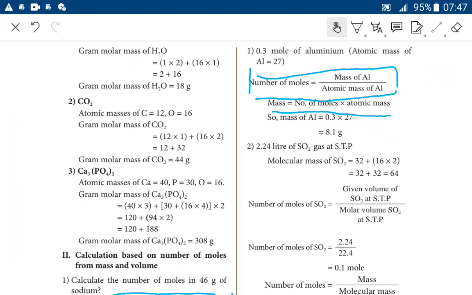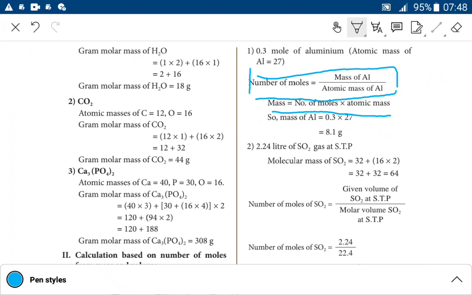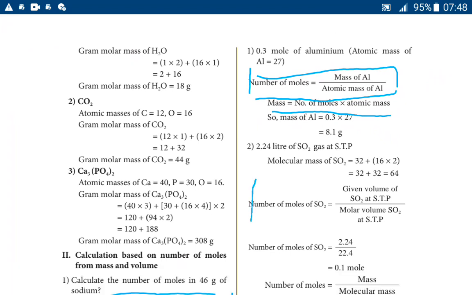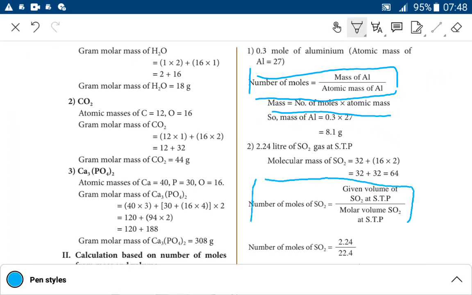Next sum, 2.24 liter of sulfur dioxide. How to calculate the mass? So we know the formula to calculate number of moles. So we have to calculate the number of moles using this formula. Number of mole of sulfur dioxide or any gas is given volume by molar volume.